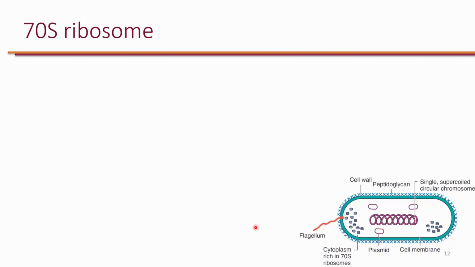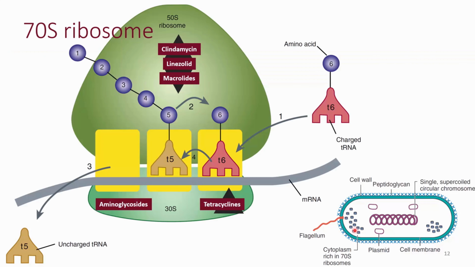In this picture, we're looking at a typical bacterial cell. You can see that inside the cell there is a circular chromosome along with multiple plasmids. There are also multiple ribosomes. In prokaryotes, we have 70S ribosomes. So all of these 70S ribosomes are floating inside the cytoplasm. Now the 70S ribosome is the primary site of action of aminoglycosides. The 70S ribosome consists of a 50S subunit along with a 30S subunit.